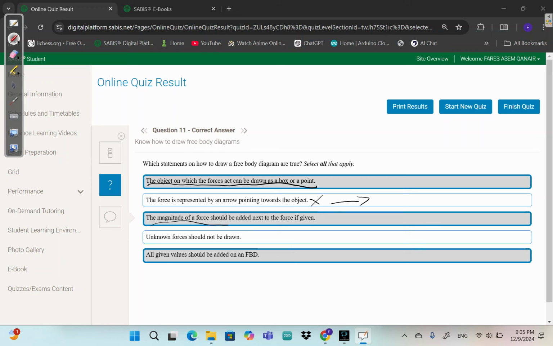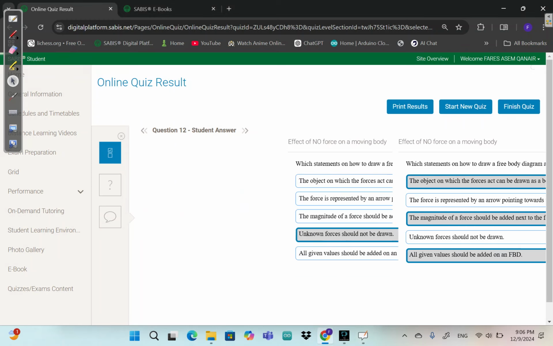The magnitude of a force should be added next to the force if given. You need to write the magnitude of a force next to the arrow if you draw it. Unknown forces should not be drawn. This is wrong since you need to draw all forces, whether you know the magnitude or not. And all given values should be added to the free body diagram. This is correct since it has to be a simplified diagram of what's going on with the object. So this is it for this question.